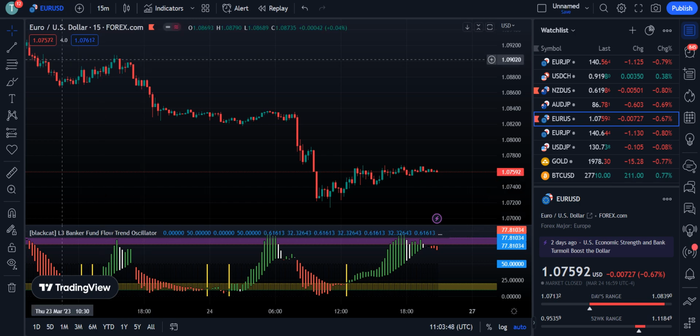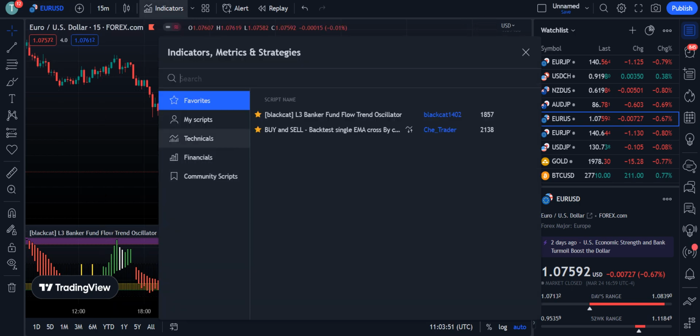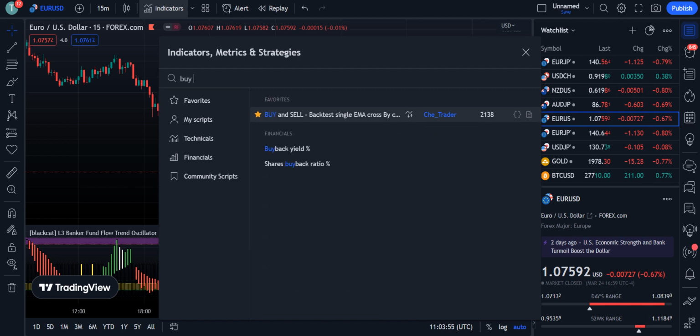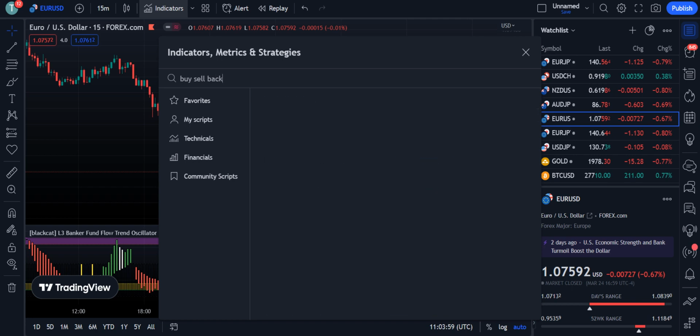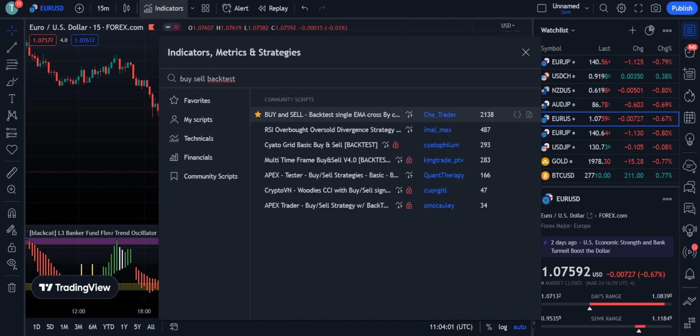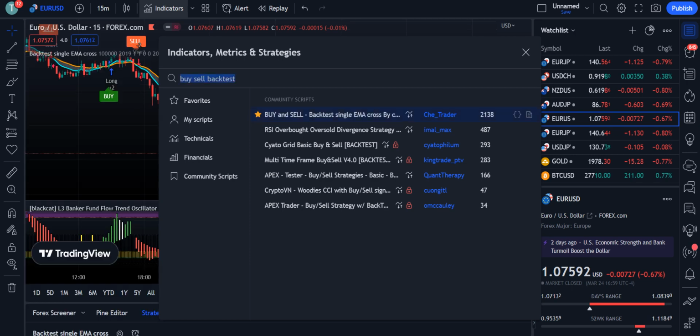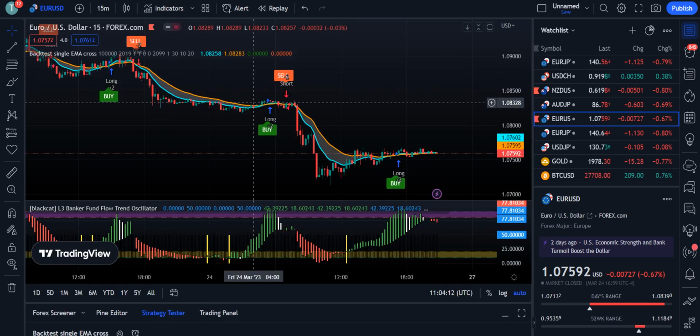Now you have to go into the indicator section again, and we will be choosing another indicator, that is Buy Sell Backtest Single EMA Cross by Crossover. This is by Shade Trader. 2138 traders are using this indicator. Simply click on it. It will be applied on your chart.